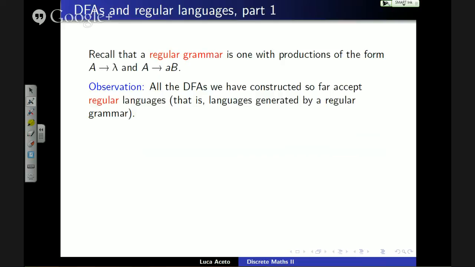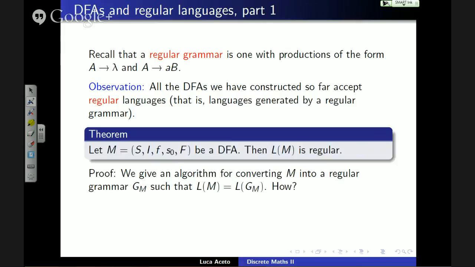A language is regular if and only if it can be generated by a regular grammar. A regular grammar is one that has production only of these two forms. There are other equivalent definitions, so I would also accept those. It's just that this definition here allows us to draw the analogy between grammars, regular grammars, and DFAs very, very clearly.